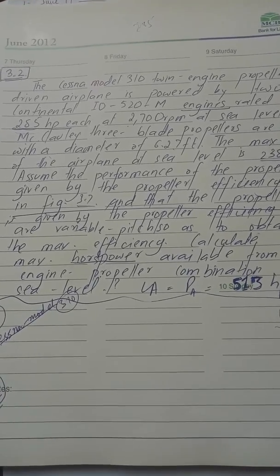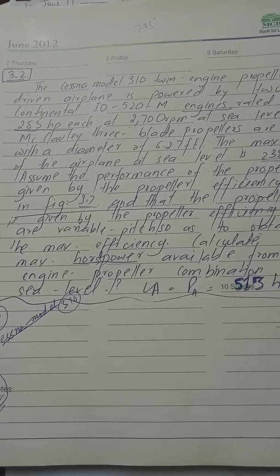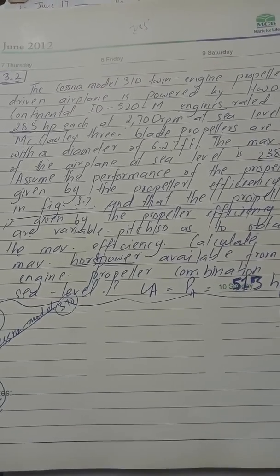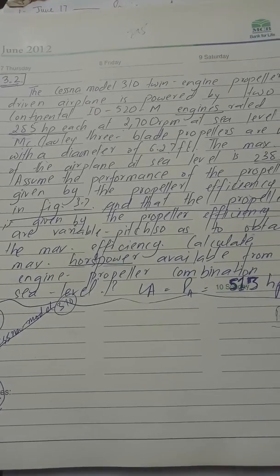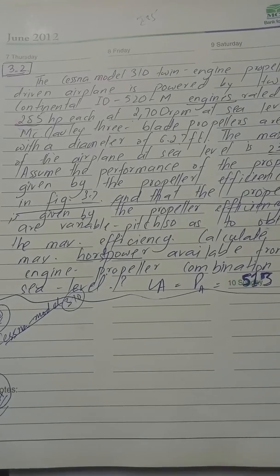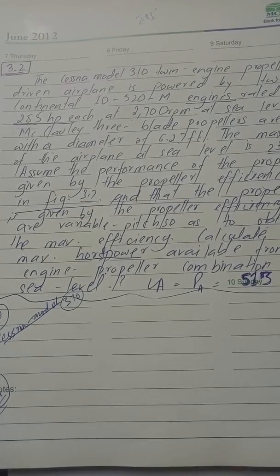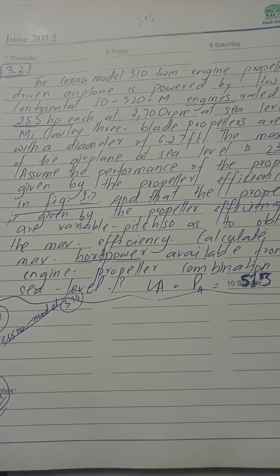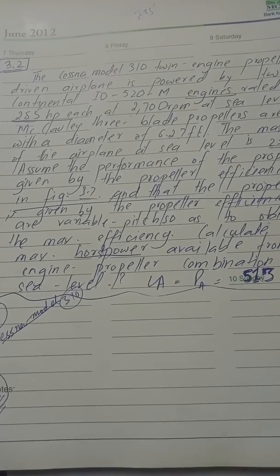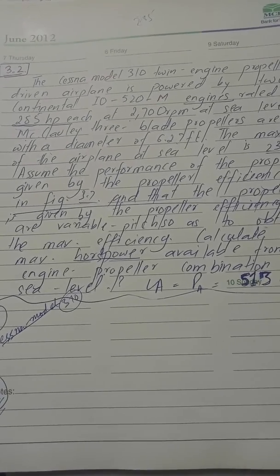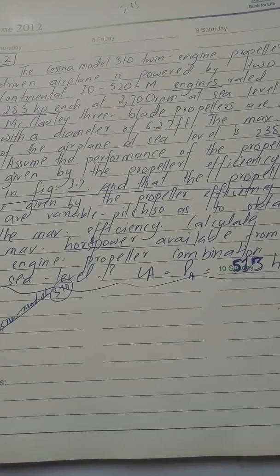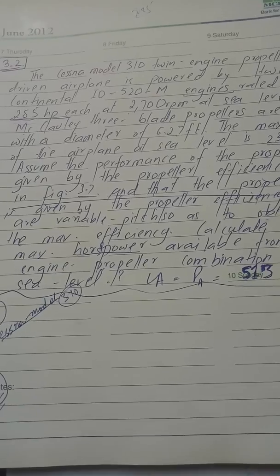I hope all is fine, and I'm just doing a numerical based video on the concept of the reciprocating engine propeller combination. I have actually explained the concept in detail in a process of videos comprising at least 3 to 4 videos, and I have covered the topic in detail. With the book written by Anderson Jr., I've taken the same example, which is 3.2 from the textbook.